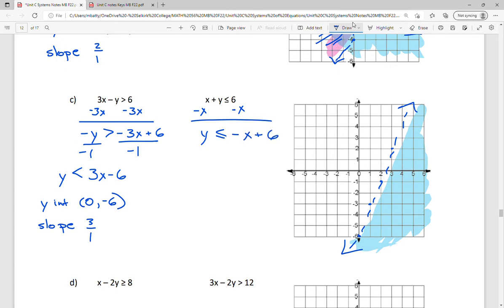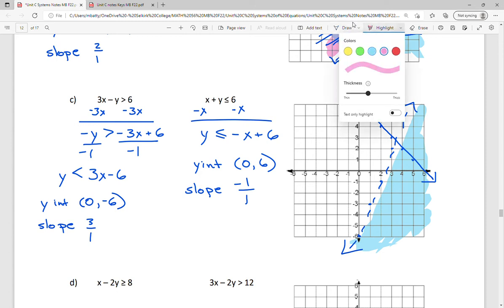I would have that my y-intercept is 0 and 6, positive 6 this time, and my slope is a negative 1 over 1. Let's graph that. So I start at my point, down 1 over 1, down 1 over 1. So I've got it on there. My boundary line is going to be solid this time because that inequality has an equal to sign part of it. Now I'm going to switch to the highlighter and I'm going to highlight the half plane.